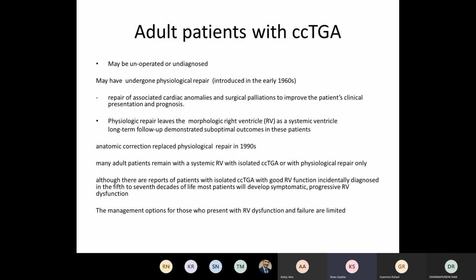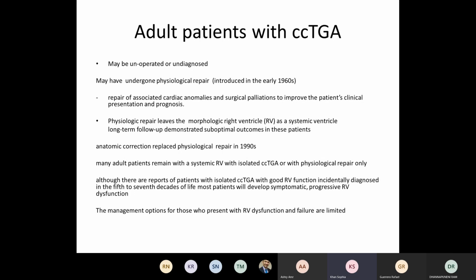Adult patients, as I say, are quite a heterogeneous group of patients. They may have been operated on, they may not. They may have been diagnosed after adolescence or even into the third or fourth decade. So that means they're quite different in their management and follow-up.